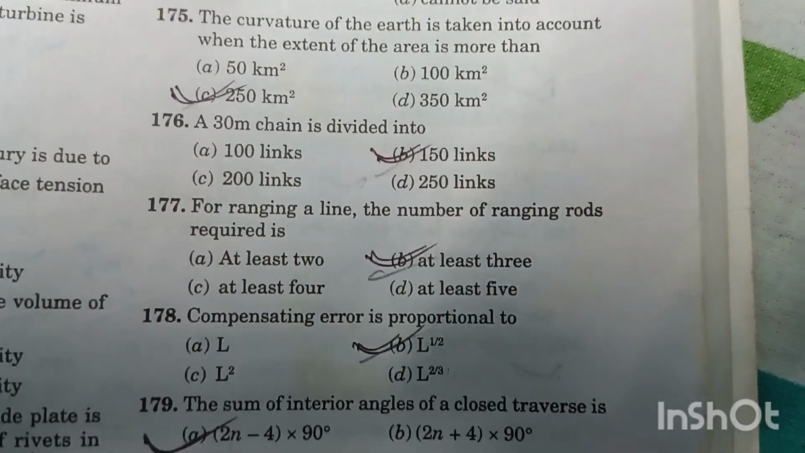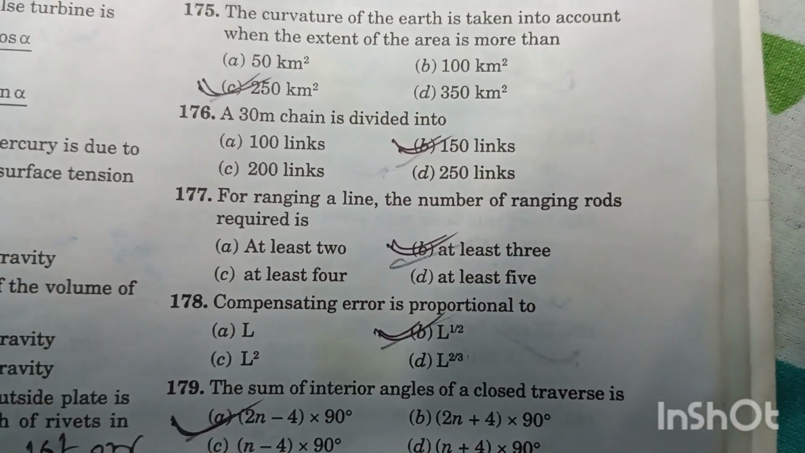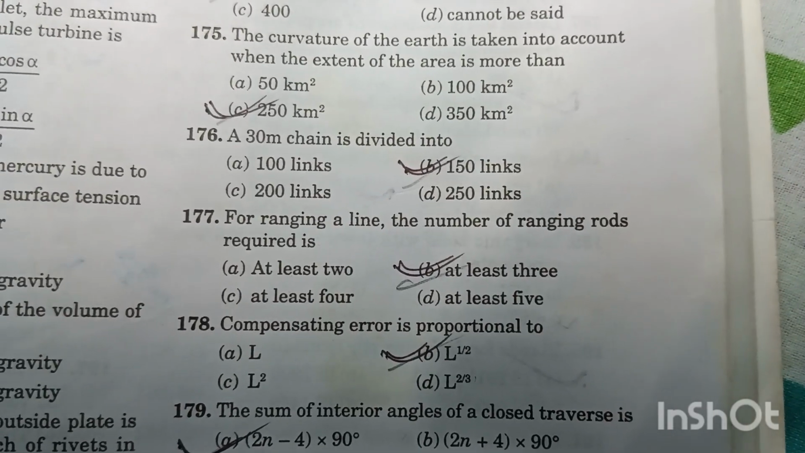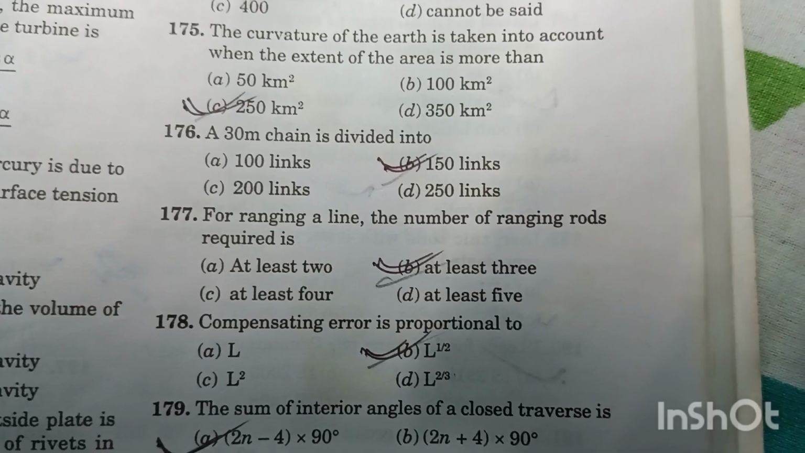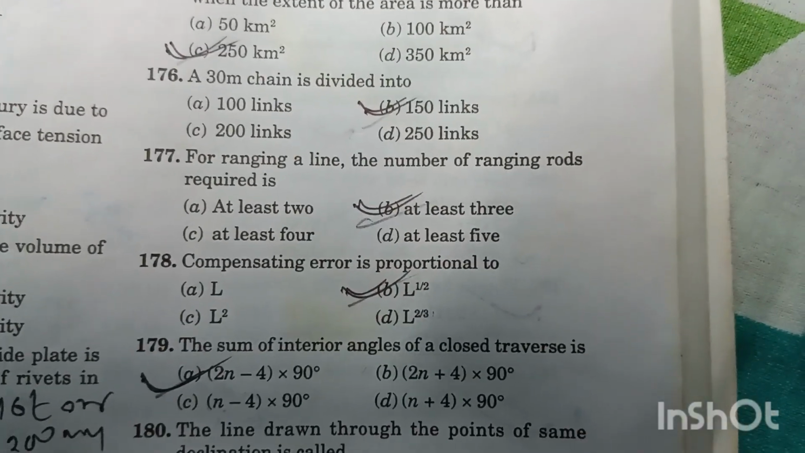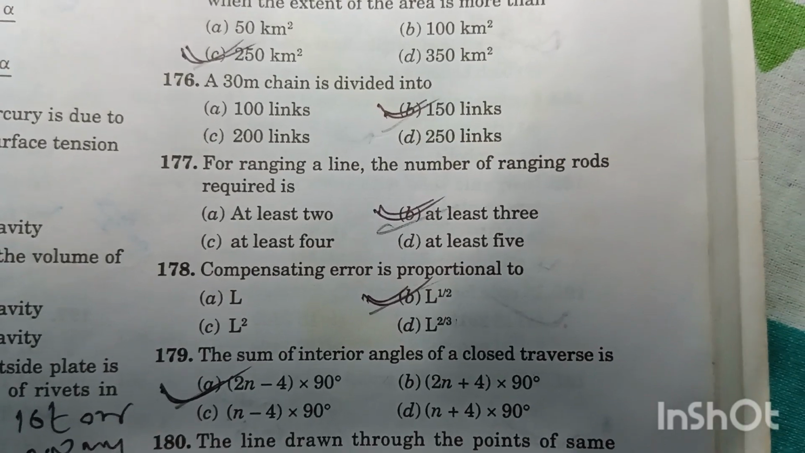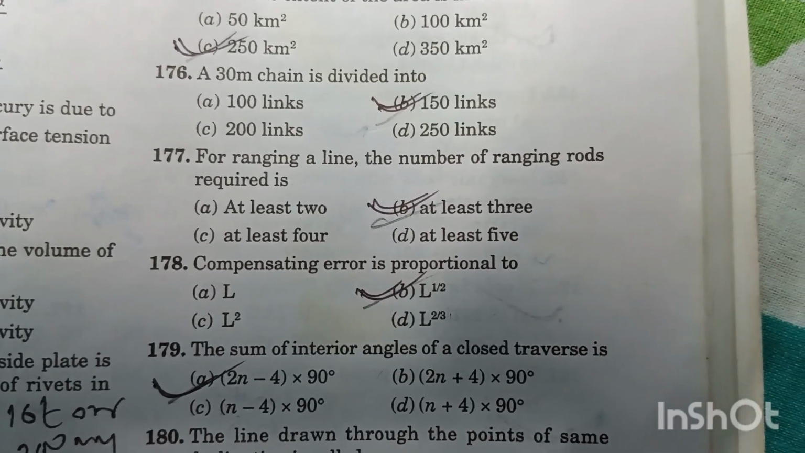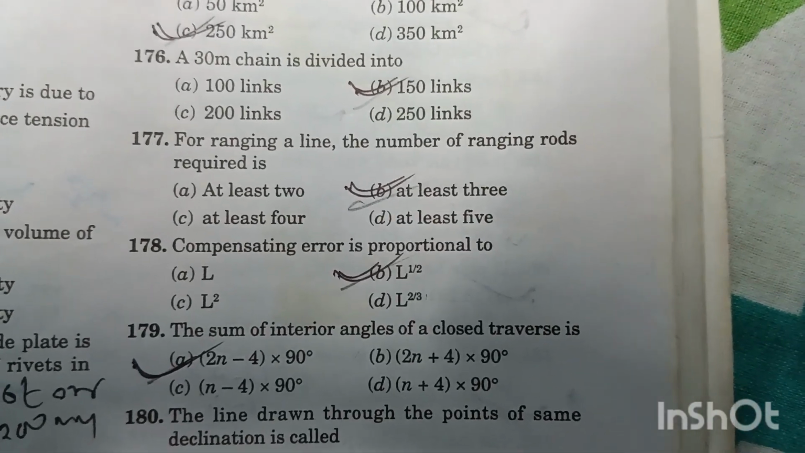Question number 178. Compensating error is proportional to the root over length of the line. Option B is the right answer. And cumulative error is proportional to the length of the line. Question number 179. The sum of interior angles of a closed traverse is 2n minus 4 into 90 degree, and sum of exterior angles of a closed traverse is 2n plus 4 into 90 degree. Option A is the right answer.